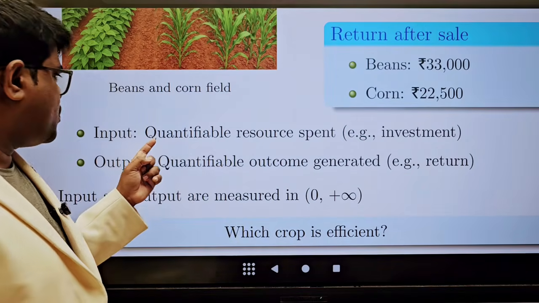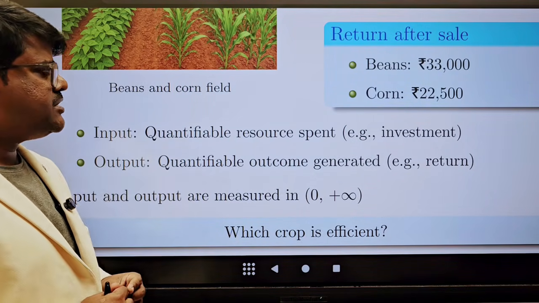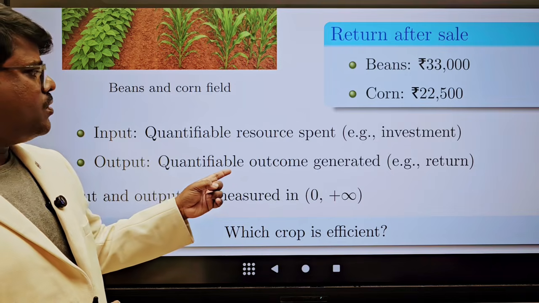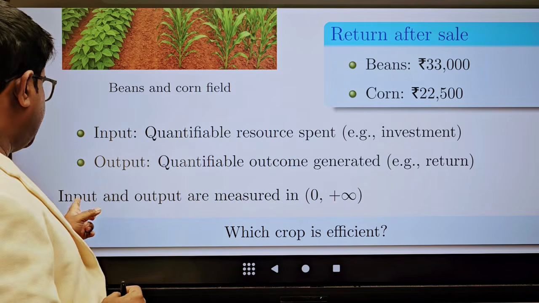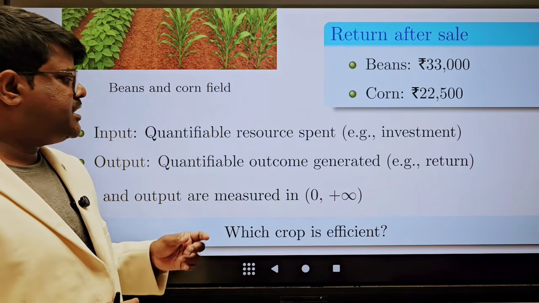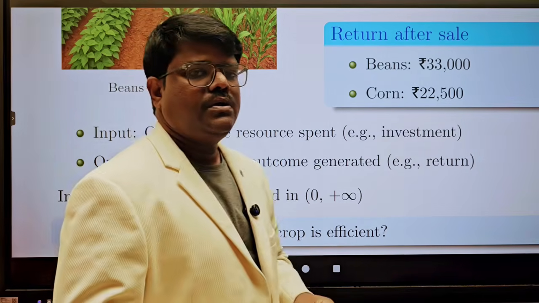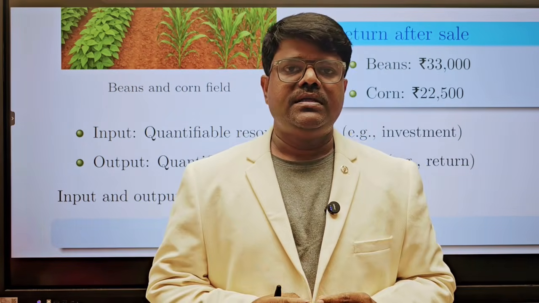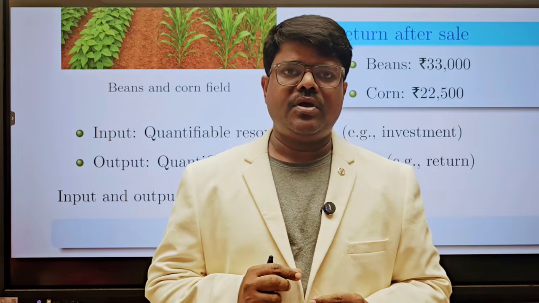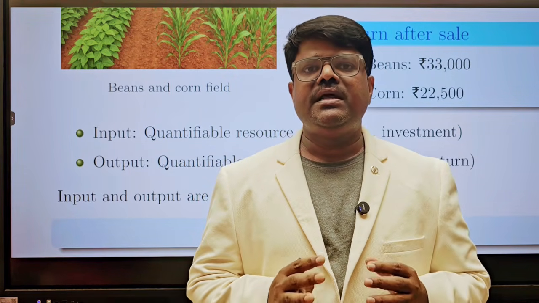Here, input is quantifiable resources spent, that is investment. Output is quantifiable outcome generated, that is return. Input and output both are measured in the open interval 0 to plus infinity. Which crop is efficient? Now, there is a slight problem because investment is not the same. Then how to compare?